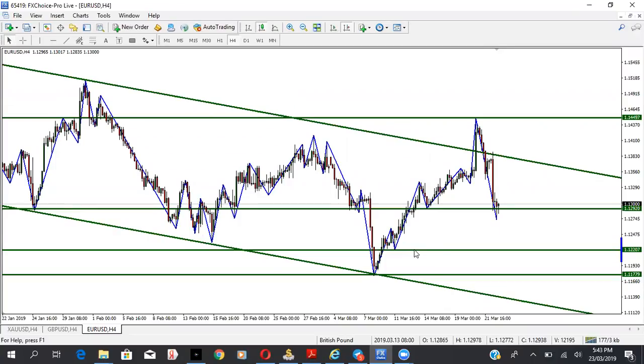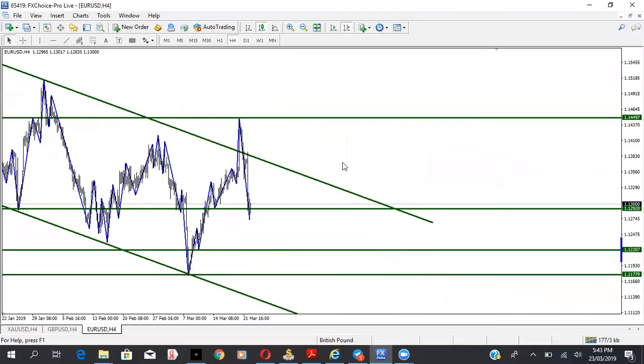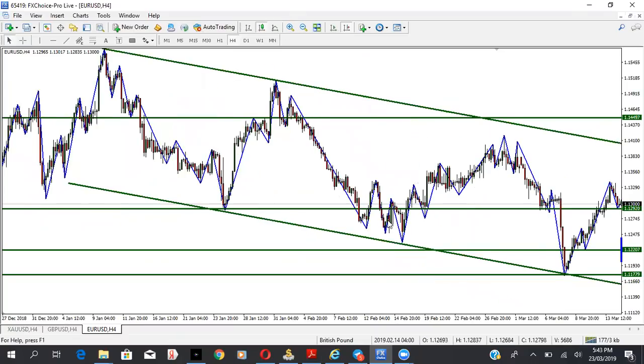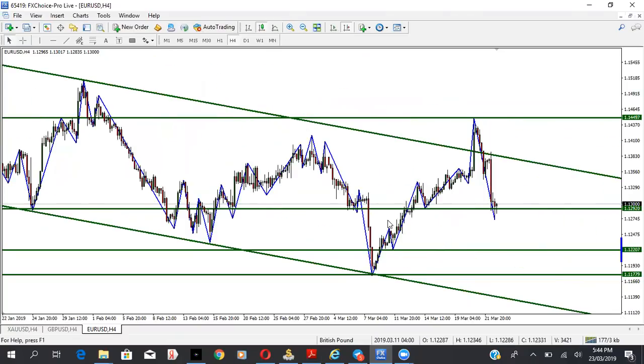So basically, if you copy this chart, you can use it to trade your Euro USD next week. This is just your game plan for next week. Very, very simple. So that is it for today: how to use the zigzag to draw your support and resistance levels, and how to also use the zigzag to draw your trend lines and your channels.